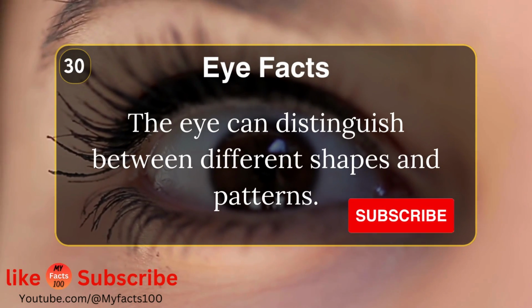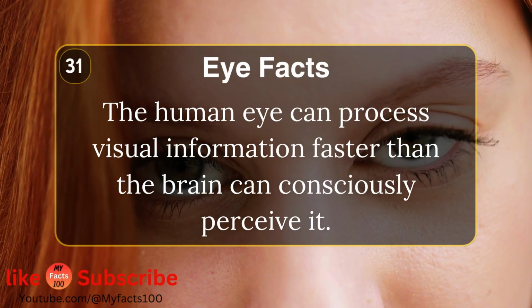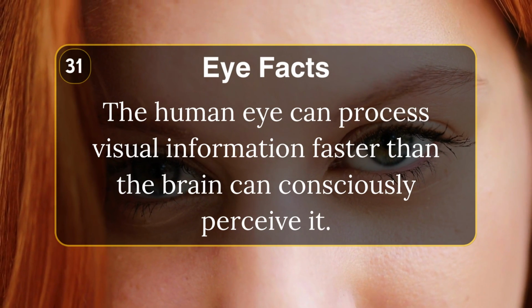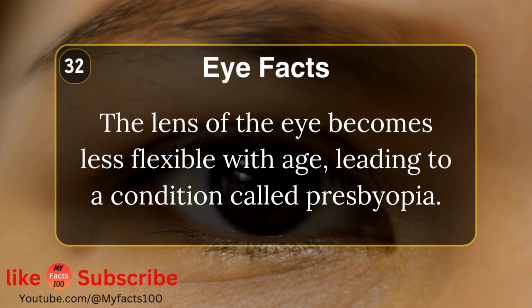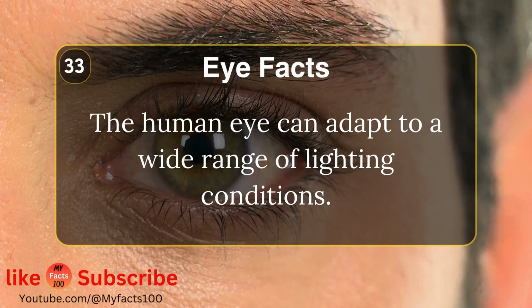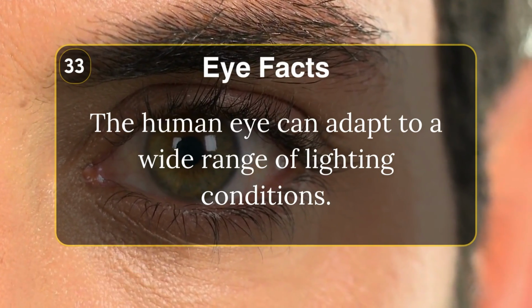The eye can distinguish between different shapes and patterns. The human eye can process visual information faster than the brain can consciously perceive it. The lens of the eye becomes less flexible with age, leading to a condition called presbyopia. The human eye can adapt to a wide range of lighting conditions.